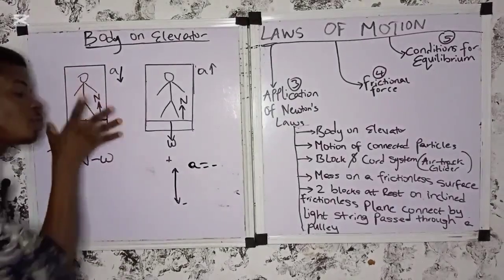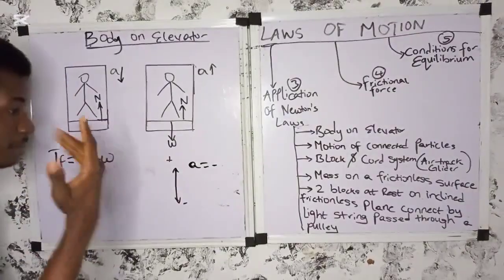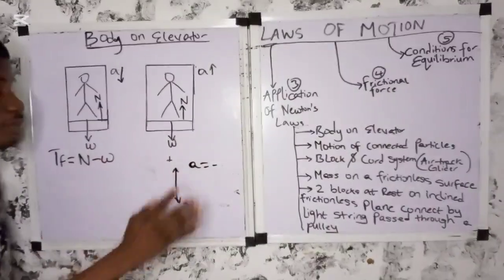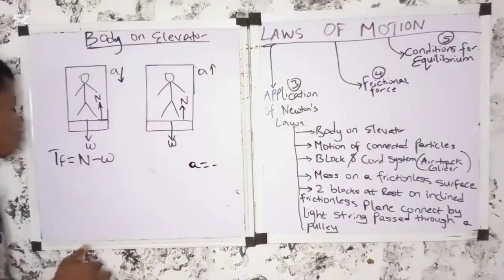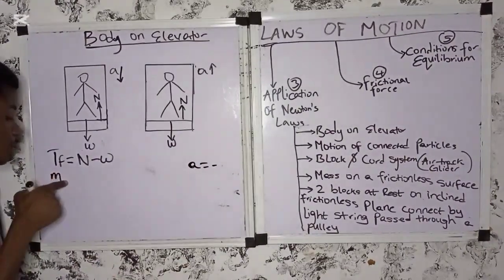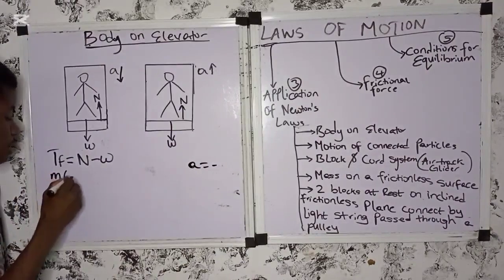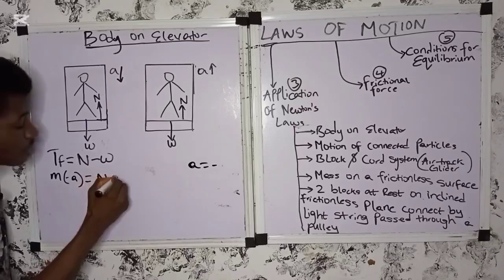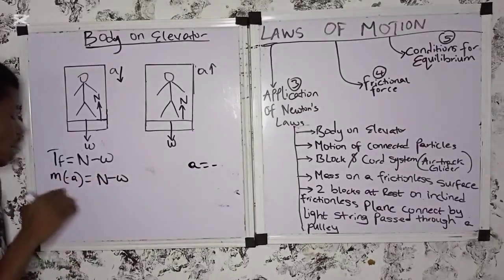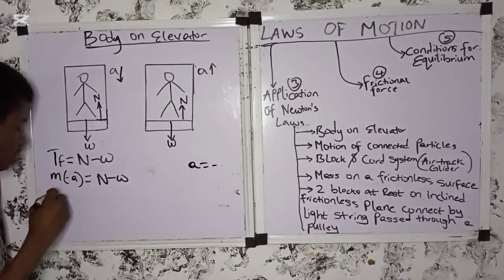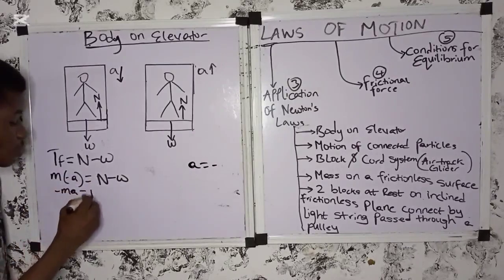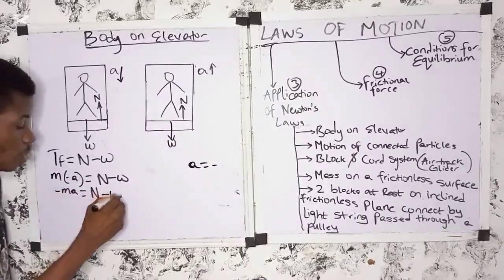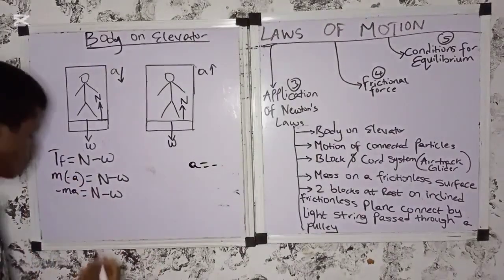Now, when the elevator is moving downward, its acceleration will be negative, right? So let's continue. Moving downward, it has an acceleration, and that acceleration is minus a, right? Equals the normal reaction force minus the weight. M times minus a gives us minus ma, equals the normal reaction force minus W. Okay, now let's continue.